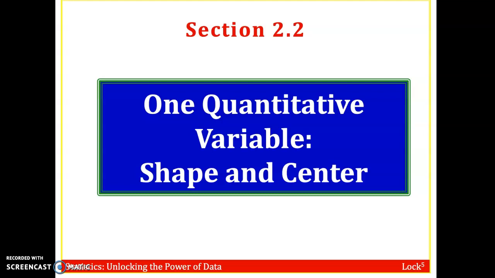So in the next series of videos, we're going to go over chapter 2.2 from the Lock5 textbook. This section is all about analyzing one quantitative variable, specifically the shape of distributions and then the center. We'll talk about that as we go through this. And just as a quick reminder, all of chapter 2 falls under the category of descriptive statistics. We're learning how to describe, visualize, and summarize different data sets.